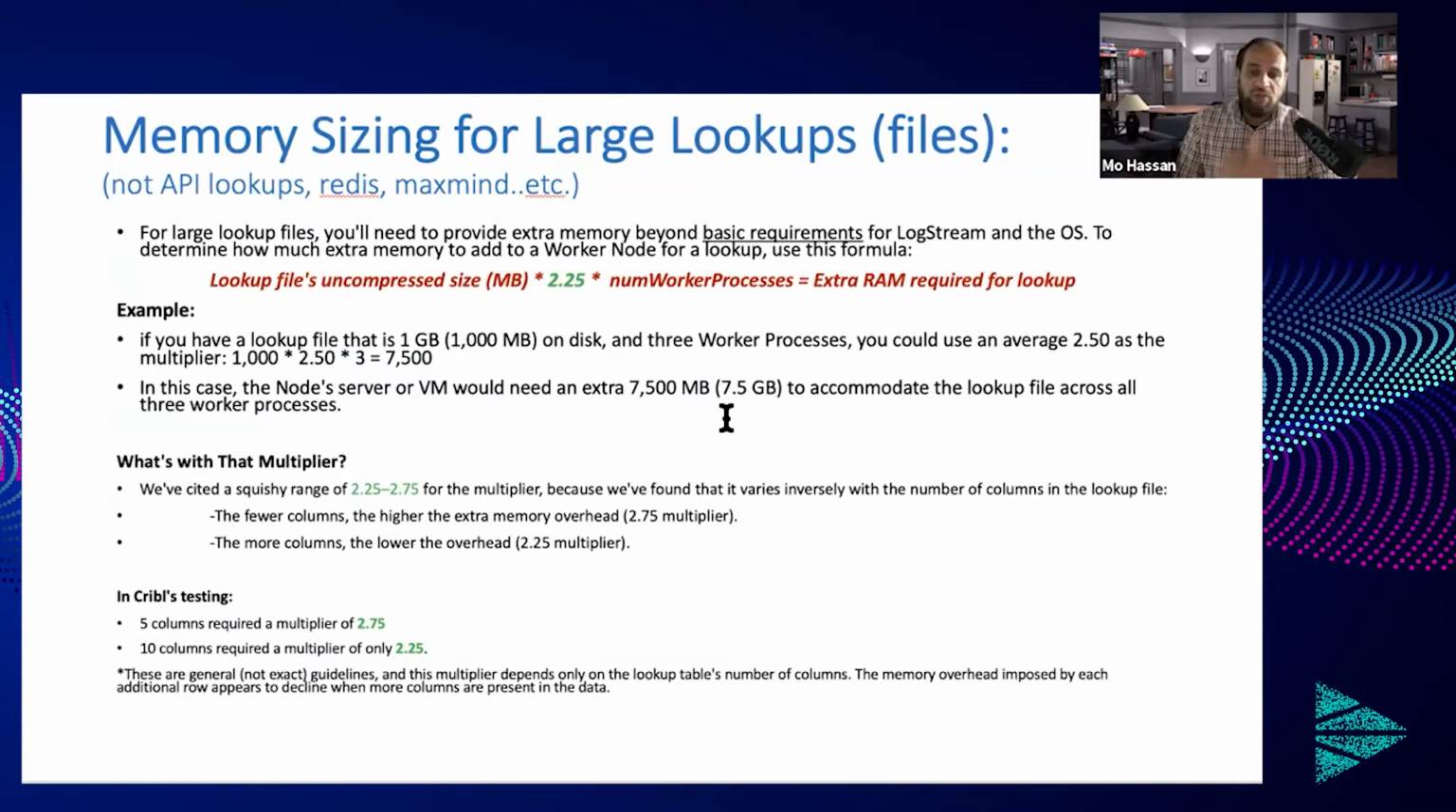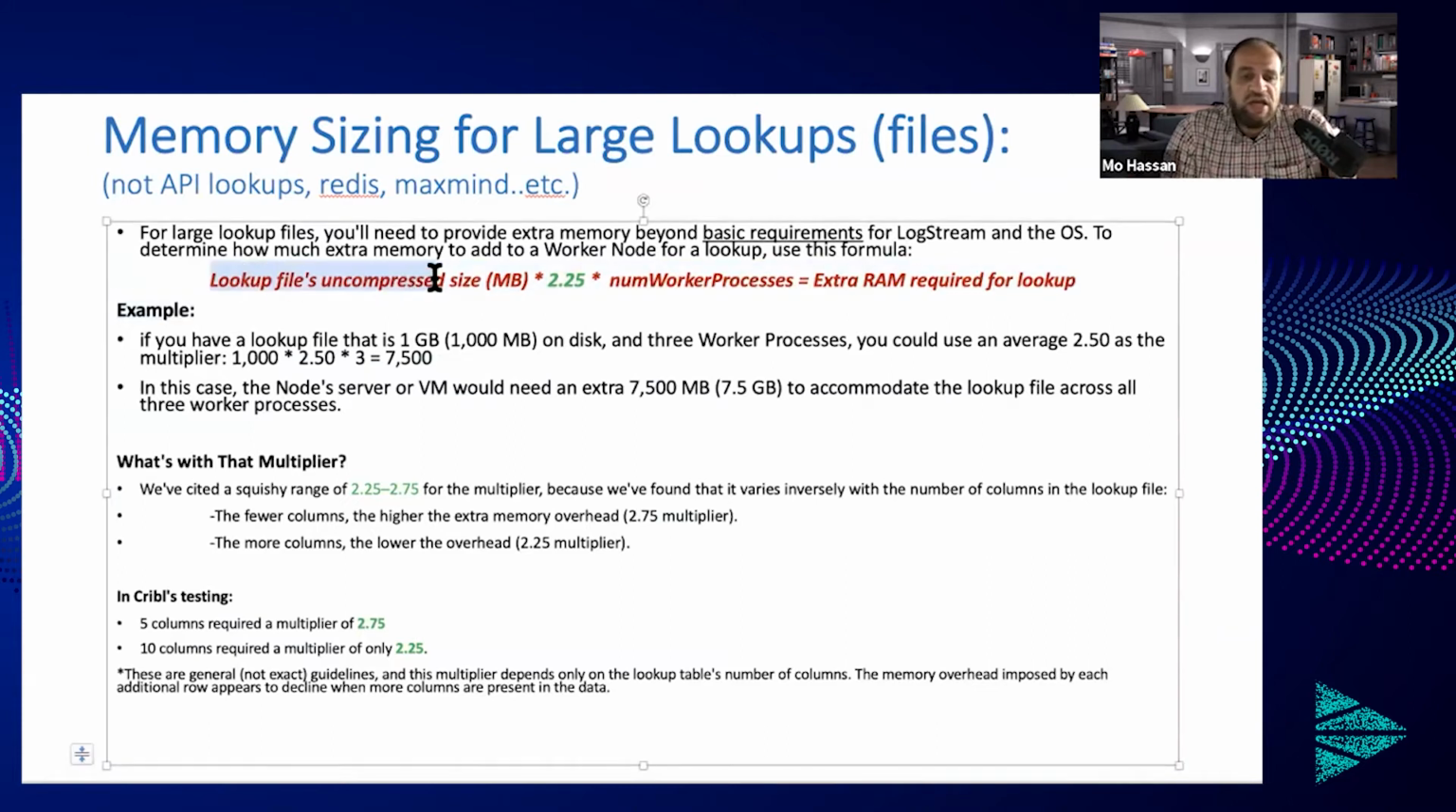But extra memory, how do we calculate extra memory? That's based on the number of lookup files and the size of a lookup file. And the formula is here. And I do have that formula in the sizing calculator. So we say, what is the uncompressed file size in megs? We multiply it by a factor of some sort. I will tell you what this factor is. And then we say, how many worker processes do we have in the entire environment? And that gives me how much extra memory do I need.